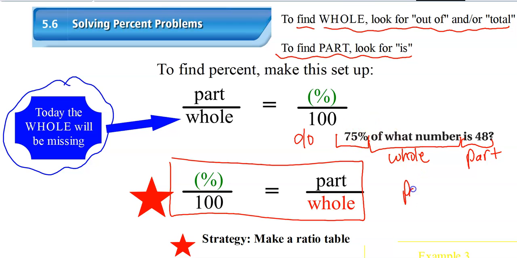Remember how we would do the part over the whole, and then we would take the part divided by the whole, that would be a decimal, and then we would have to turn it into a percent. So part over whole gives us a decimal, which we could change to a percent. But in this instance, I have the percent, I have the part, and I need to solve for the whole. That's what we're going to be practicing.